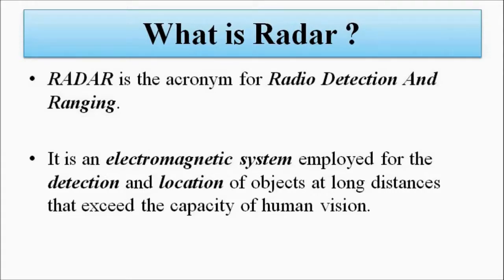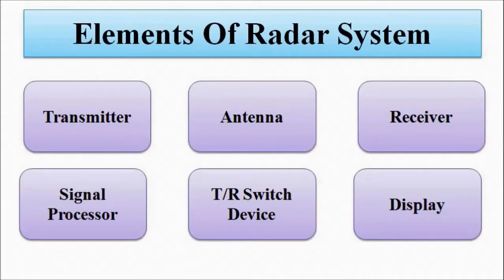And the basic concept involves transmitting electromagnetic waves of a certain frequency which strike the target object, then they get reflected back, which is called the echo signal, and then the echo signal is processed and analyzed using various circuitry, and then the resultant signal is displayed, with the help of which we get various kinds of information about the target.